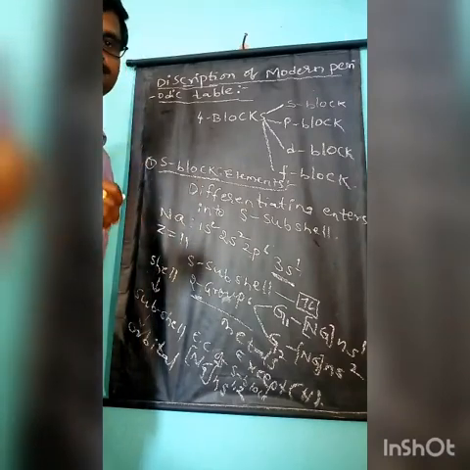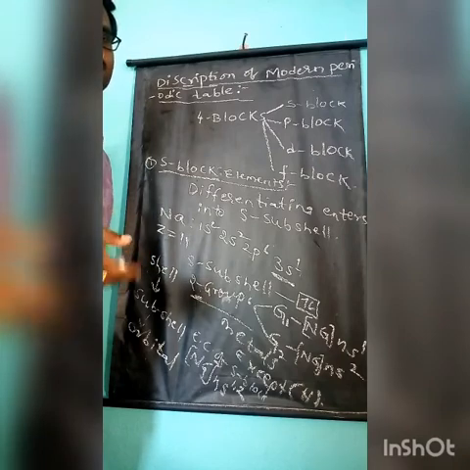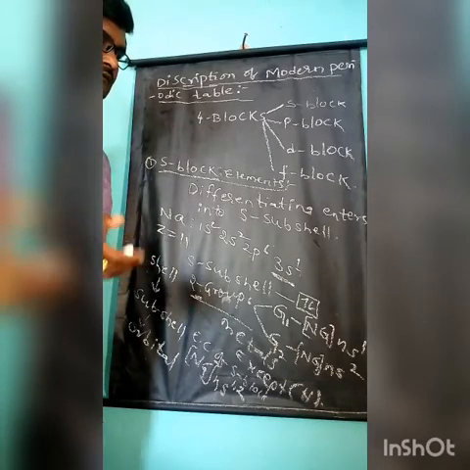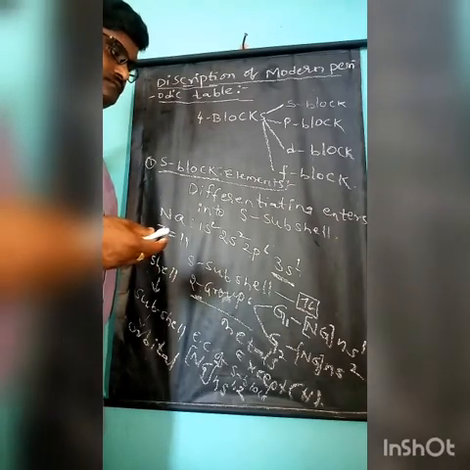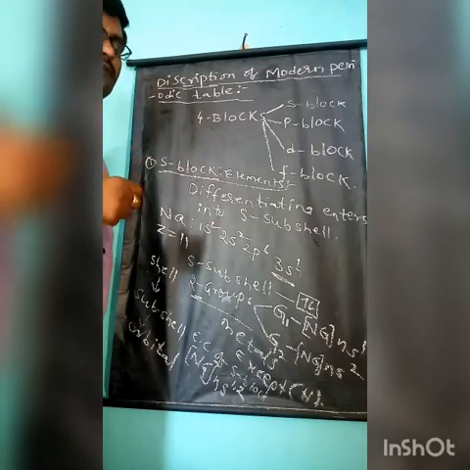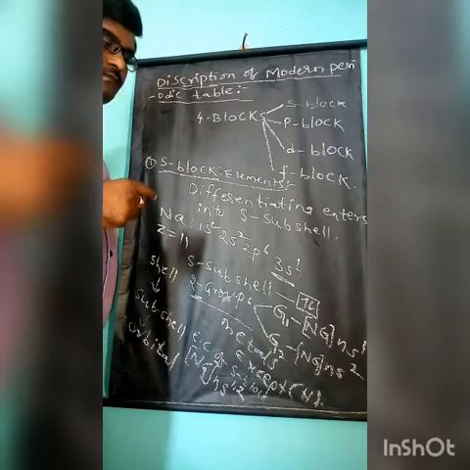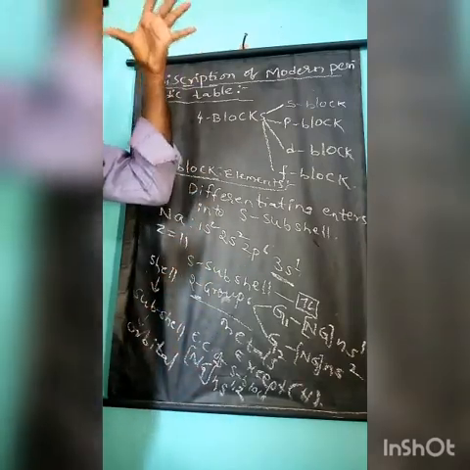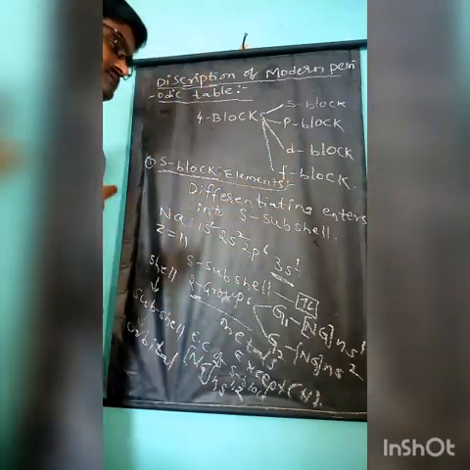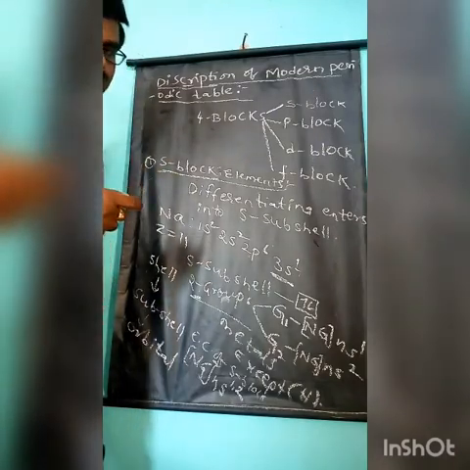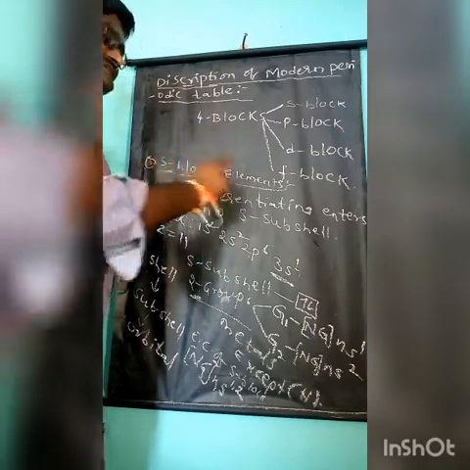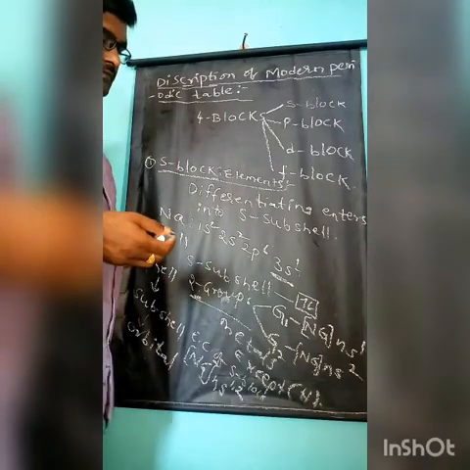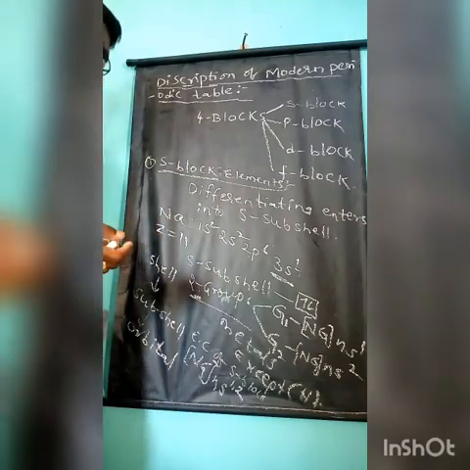The elements in which the differentiating electron enters into the s subshell of the outermost shell are known as s block elements.